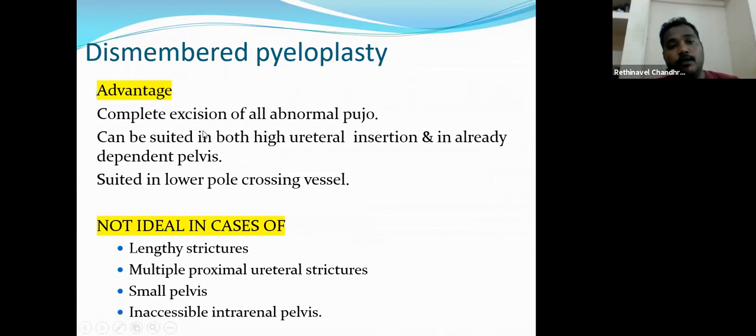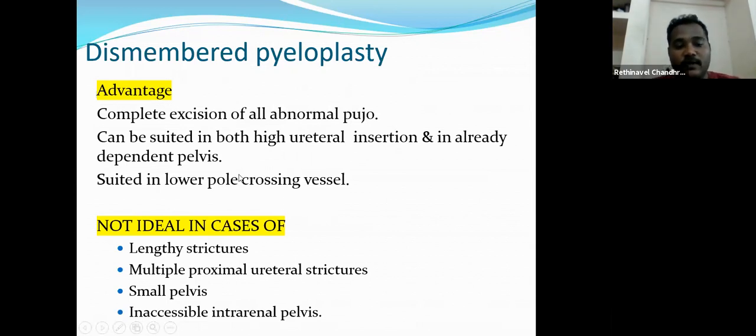So among dismembered procedures, as I already told, Anderson-Hynes pyeloplasty is the treatment of choice. The advantage is that in Anderson-Hynes pyeloplasty you can remove all the abnormal PUJ. As already told, the abnormal PUJ, the adynamic aperistaltic segment of the ureter, will be completely removed. It is suited to all types of pelvis, whether high insertion or low insertion, and it is even suited to a lower pole crossing vessel, because, as already told, a lower pole crossing vessel is one cause of extrinsic obstruction in the PUJ.